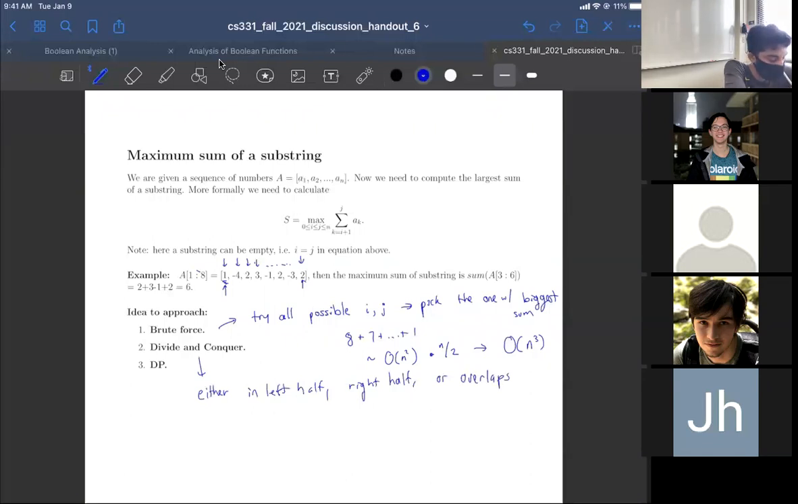So these are the only three options. That is, there's some array which includes the middle. Okay, so think about how you might deal with that case. So the recurrence relation here, I won't go too much into the algorithm in depth.